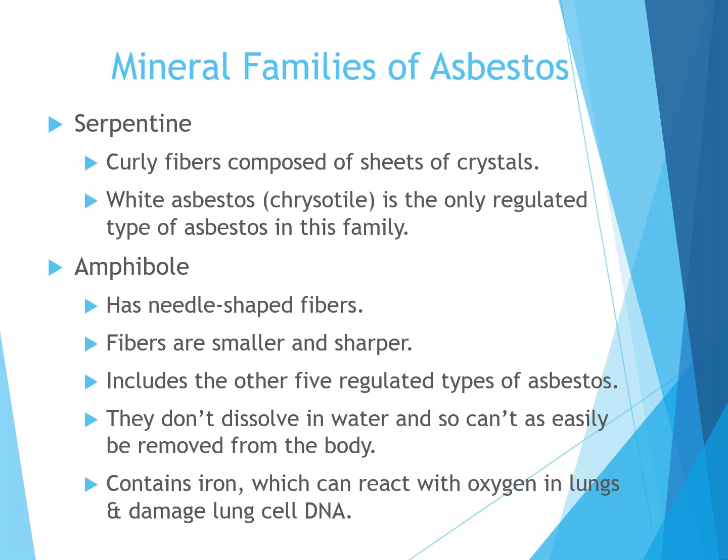So mineral families, we won't get into this too much here as another science thing. There's basically two mineral families: serpentine and amphibole. And the serpentine is really the more predominant because that's where the chrysotile is from. And unfortunately, the serpentine is actually worse. You can see that the amphibole has needle-shaped fibers and they're smaller and sharper. So you would think that might be worse in a way. And it is, in that they can get into your system further. But the serpentine, they really embed into the lung tissue once it's inhaled.